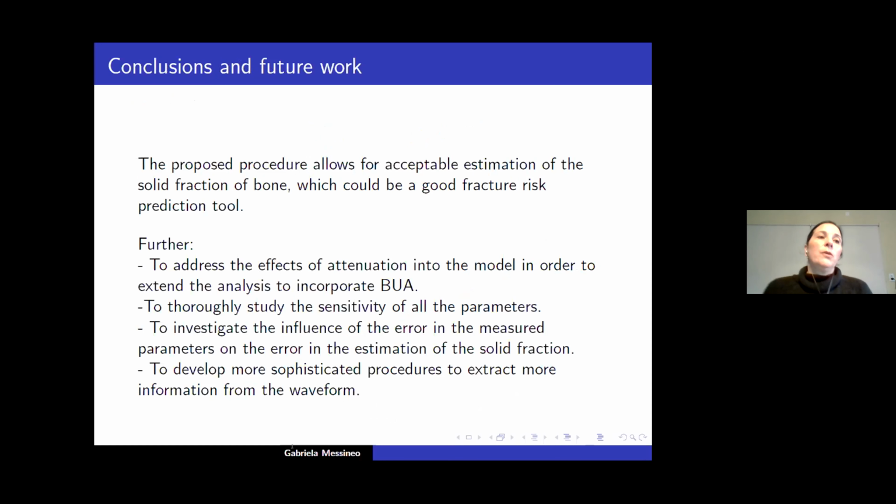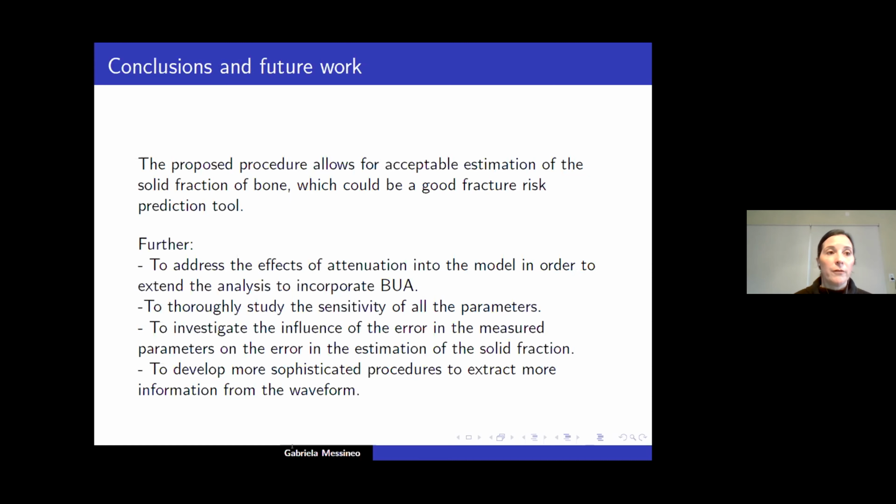So we can conclude that the proposed procedure allows for acceptable estimation of the solid fraction of bone, which could be a good fracture risk prediction tool. We intend to keep on working further, addressing the effects of attenuation into the model in order to extend the analysis to incorporate broadband ultrasonic attenuation.